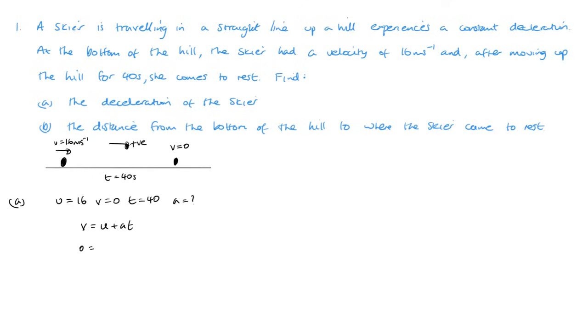Now substitute our values in. We get 40A equals minus 16. So A equals 16 over 40, which is 2/5, so minus 2/5 or minus 0.4 meters per second squared.